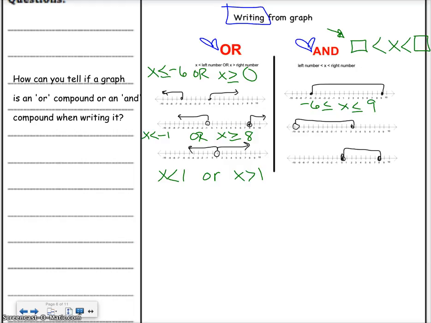Okay, my left number here is -10, not colored in, so it's just -10 is smaller than X, because X is in the middle, that's the and, which is smaller than or equal, because it's colored in, 2. That's a 2. So it's always the left number is smaller than X, which is smaller than the right number. That's how we do the ands. This one, my left number is 0, is smaller than or equal to X, which is smaller than or equal to my right number, which is 8.